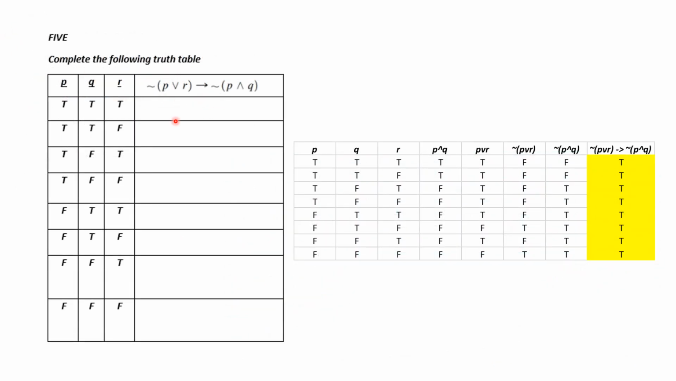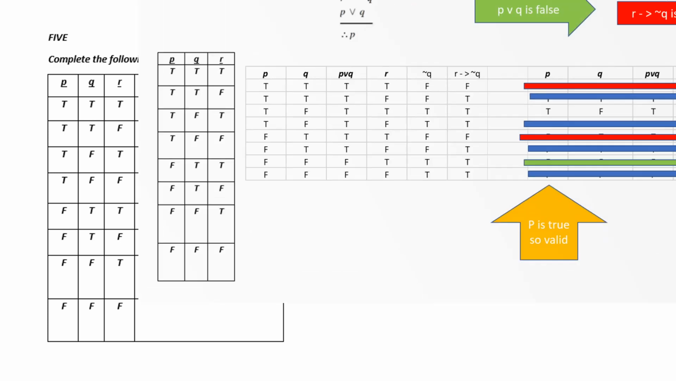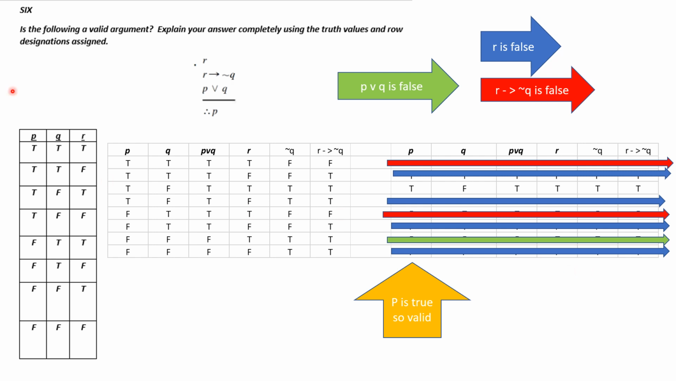We are to complete the truth table here. We do it row by row. Here's the calculations, and you end up with all of these should be true in 5. In 6, we wanted to find out if this is a valid argument.